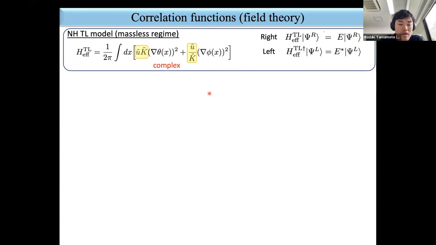To consider correlation functions, we applied the non-Hermitian Tomonaga-Luttinger model by assuming that the model is in the massless regime. And this is the non-Hermitian Tomonaga-Luttinger model. And of course, this model is non-Hermitian. The right and the left eigenstates are different. And as you can see easily, the expectation values can be four types because we have to choose right or left eigenstates for the bra vectors and right or left eigenstates for the ket vectors. And two of the correlation functions in such four types are the same, and we can choose two types of correlation functions.